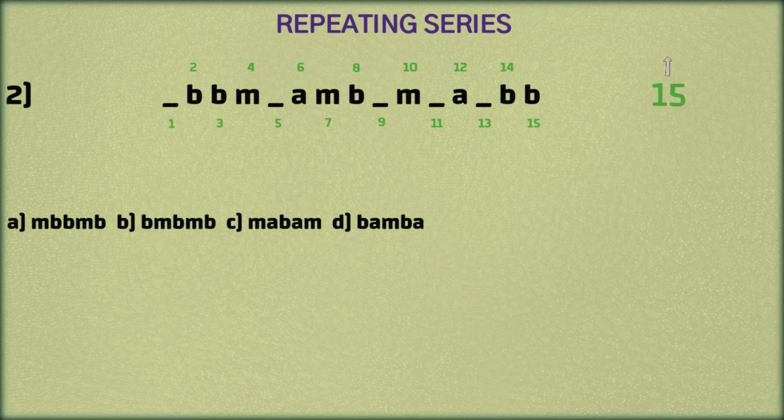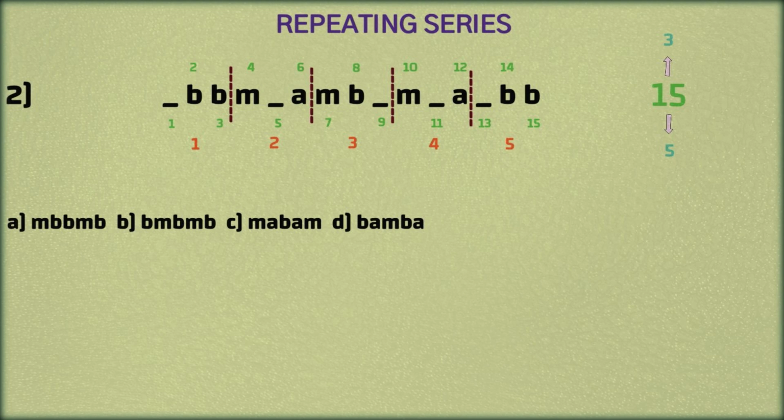Now, we factorize 15 as 3 and 5. The 3 and 5 factor suggests that we can divide these letters into a group of 3 or group of 5. Let's say we divide this series into group of 3. After dividing this series in group of 3, we can see that the first and fifth group has same letters, dash double B dash double B.